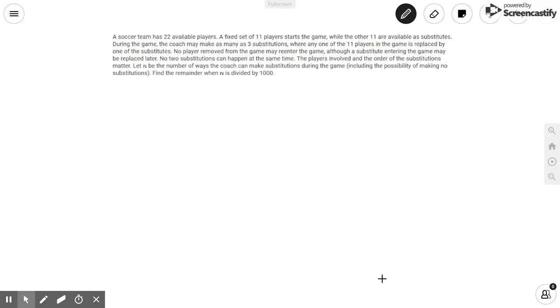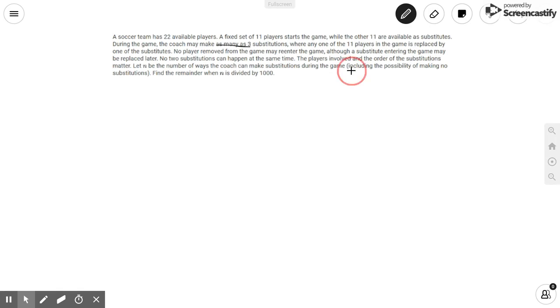Now this question reads, a soccer team has 12 available players and a fixed set of 11 players starts the game while the other 11 are available as substitutes. During the game the coach can make up to as many as 3 substitutions, which means it could be 3, 2, 1, or 0, where any one of the 11 players in the game are replaced by one of the substitutes. No player removed from the game may re-enter the game, although a substitute entering the game may be replaced later. No two substitutions can happen at the same time. Now we want to find the number of substitutions that can be made, including the possibility of making no substitutions.